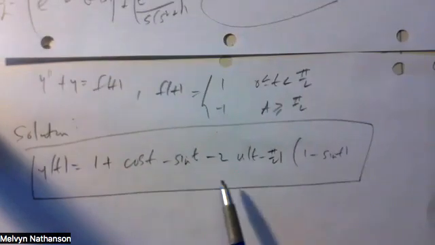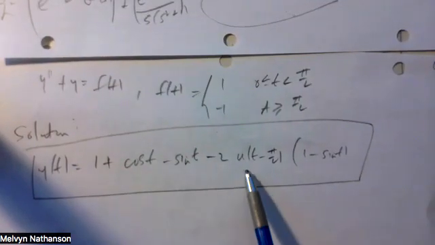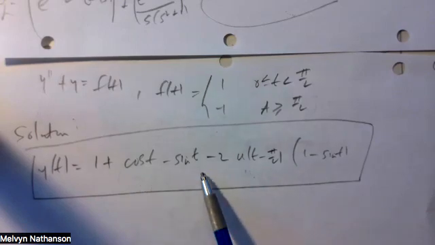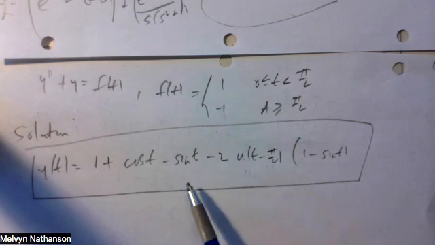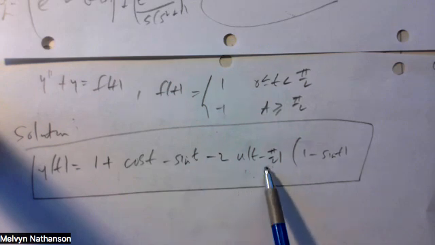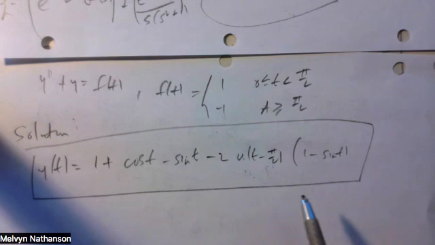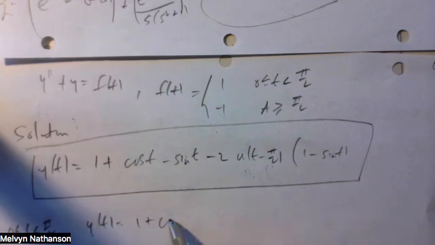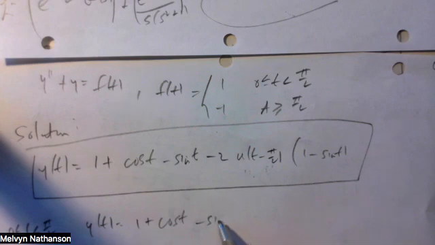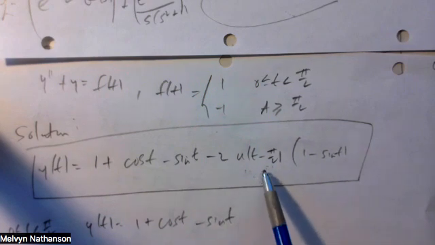Now you'll notice the solution has a jump discontinuity. It is continuous from 0 to pi over 2, and continuous from pi over 2 to infinity, but it's not continuous at pi over 2. So for 0 less than or equal to t less than pi over 2, y of t is equal to 1 plus cosine t minus sine t, and the u term is 0.